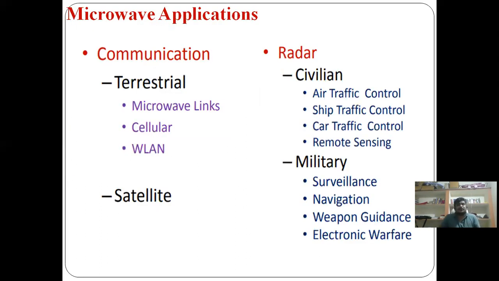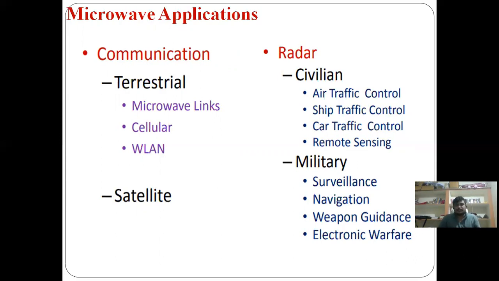Coming to applications, we have very wide applications; I discussed a few examples here. For communications, we have terrestrial microwave links, cellular, and WLAN. As already discussed, for cellular we use the L band and sometimes the S band, with microwave links and wireless LANs. We also use them in satellites, the best example being DTH. In radar, the basic purpose of using microwaves is target detection, target tracking, and range finding.